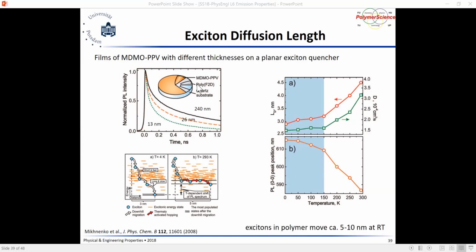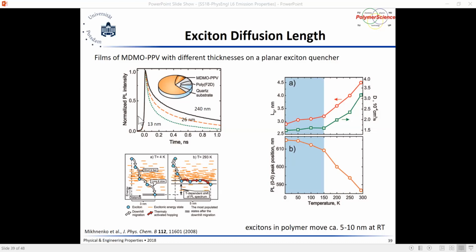If it's an organic system at room temperature, we have strong Coulomb attraction, so the carriers are not free, but they are bound to each other, and that's what we call an exciton. Now, because it has the Coulomb attraction, the exciton has a high tendency to relax back to the ground state. But before it does this, it has a certain lifetime that it can live in the excited state before it decays to the ground state.